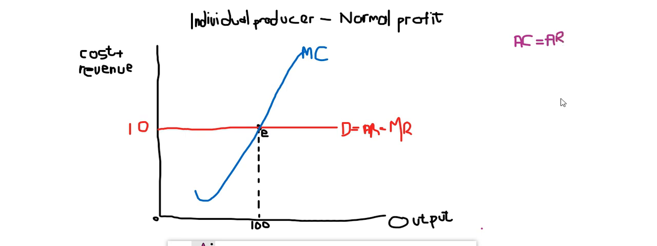So if we want average cost and average revenue to be equal at my profit maximization point, remember this red graph represents my average revenue. That means that my average cost graph also has to go through here. It has to touch here also. And remember we said if a normal profit is made, my average cost curve has to come and lie on top of my average revenue graph. It has to be tangent because it has to touch at my point E.